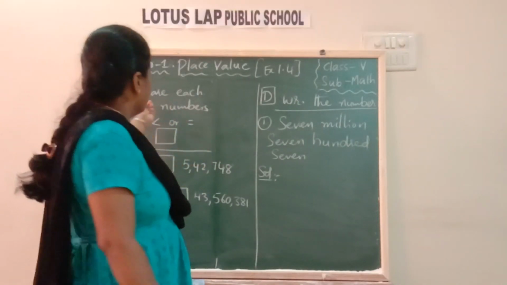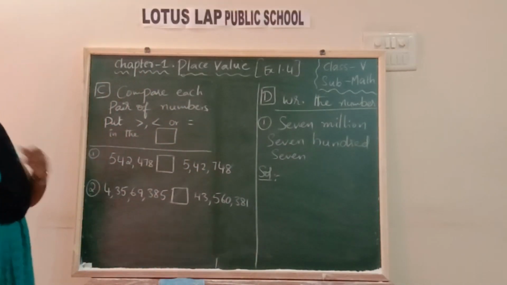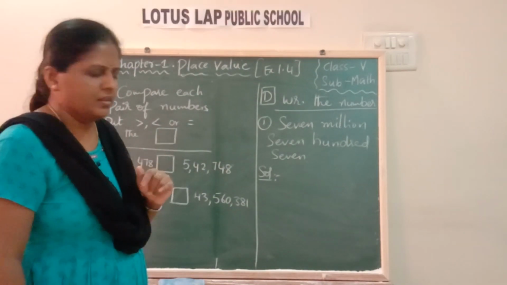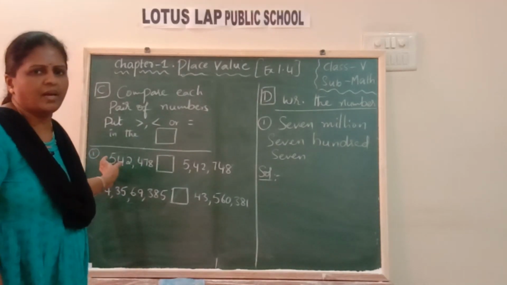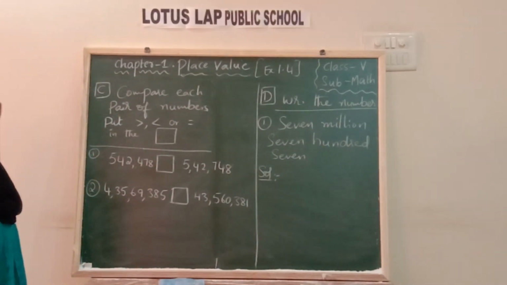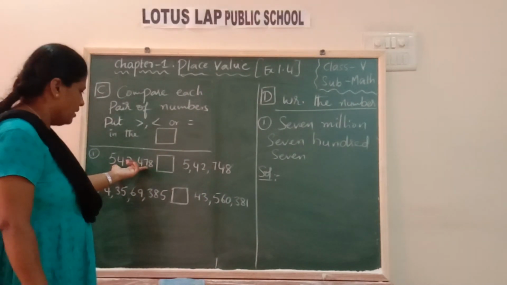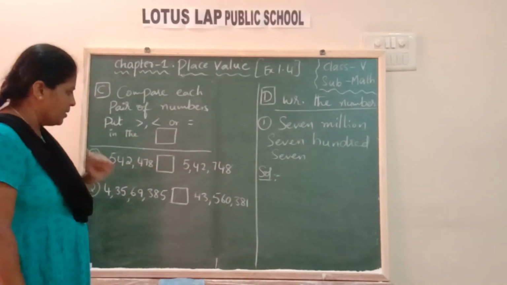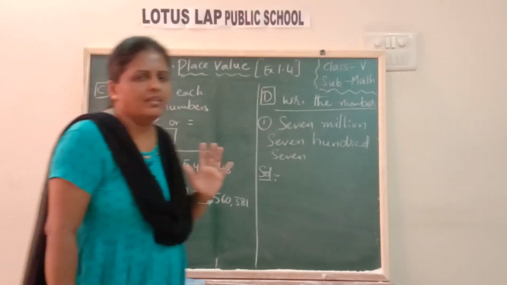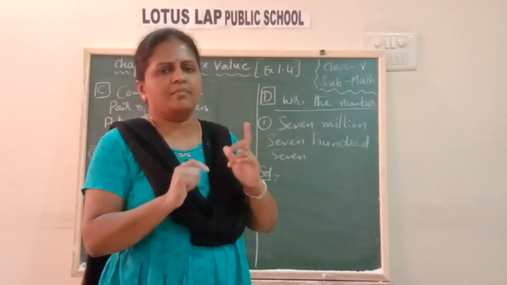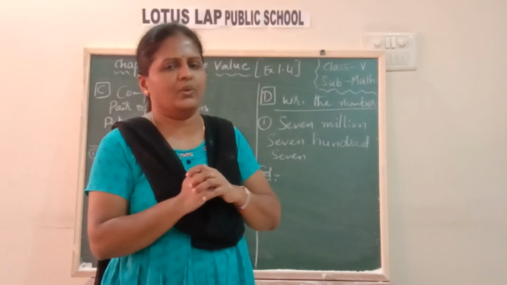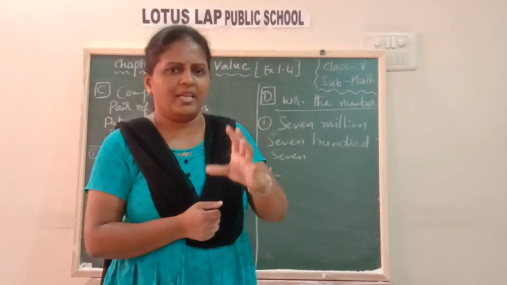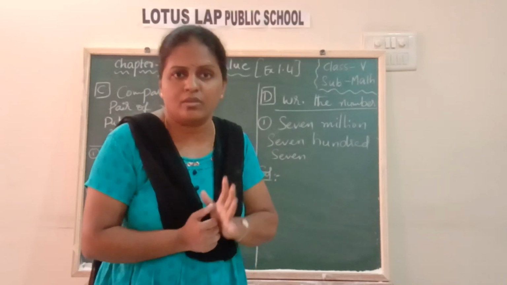Okay, children, see here the third bit. Comparison of numbers. Already we have done comparison of the numbers, children. Then what is the difference here in this comparison? See the numbers. One number is given in the international system, the other one is given in the Indian system. And as I have said earlier, only the place names are different here, but the value of the place is the same. The value is going to be the same.